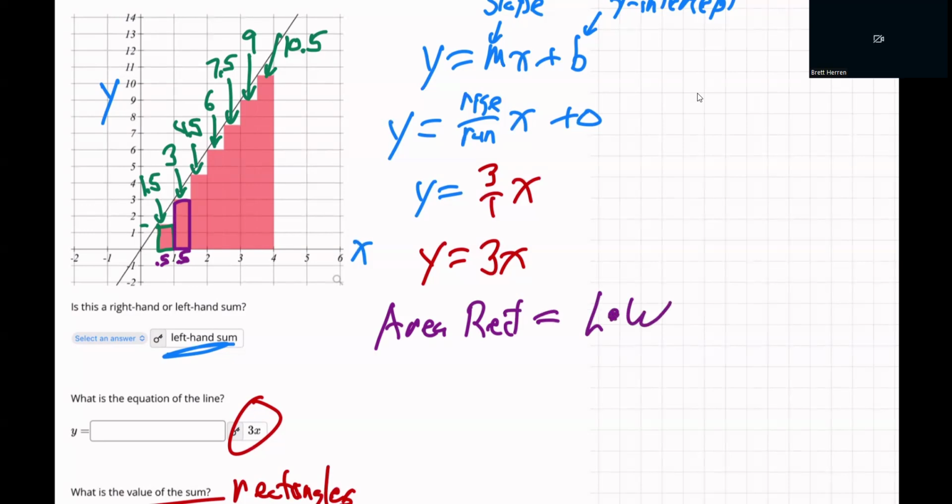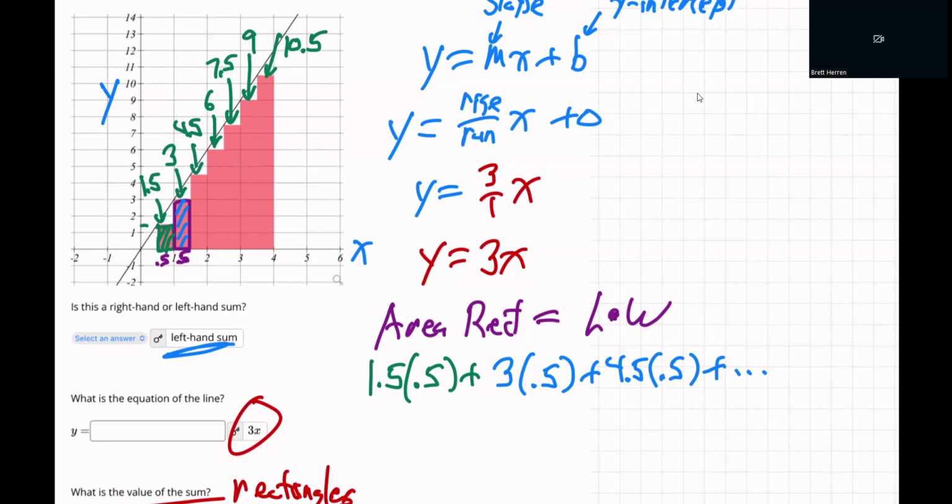So each of these rectangles, the first one's going to be 1.5 times 0.5, right? Because this rectangle right here, its area, it's 1.5 high, 0.5 wide. The next rectangle right here, that one's going to be 3 high, again 0.5 wide on the bottom. The next one, 4.5, 0.5. Dot, dot, dot.